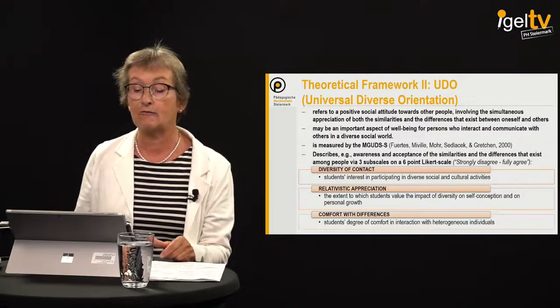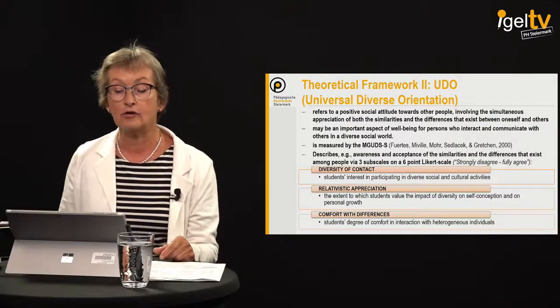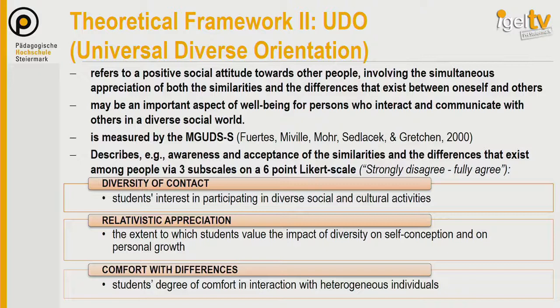The second theoretical framework for our research is the Universal Diverse Orientation, in short UDO. This refers to a positive social attitude towards other people, which involves spontaneous appreciation of both similarities and differences that exist between different human beings. It's often an important aspect of well-being for persons who interact and communicate with others, because we do live in a diverse social world. It's measured by the MGUDS scale, and it describes, for example, awareness and acceptance of both similarities and differences that exist among people. It has 3 subscales. One looks at the diversity of contacts.